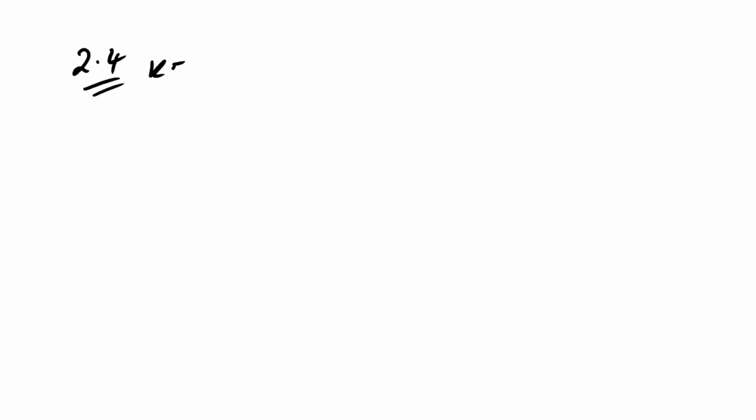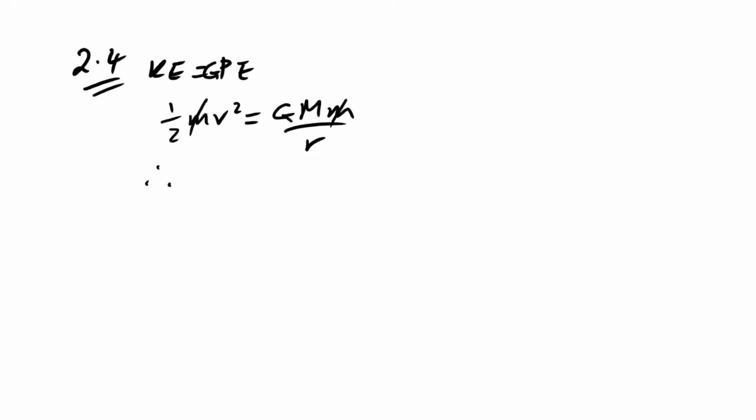Escape velocity, we say that KE is equal to PE or GPE. So we say half mv squared is equal to GMm over R. One of the m's cancels. We're looking for v. So rearranging this, we find that v is equal to the square root of 2GM over R.